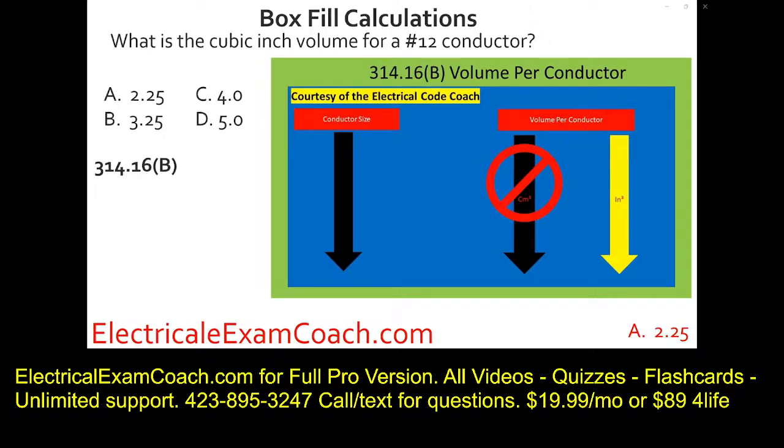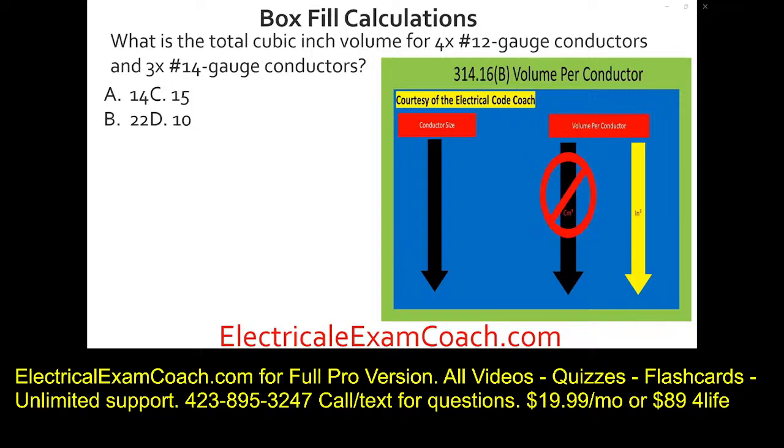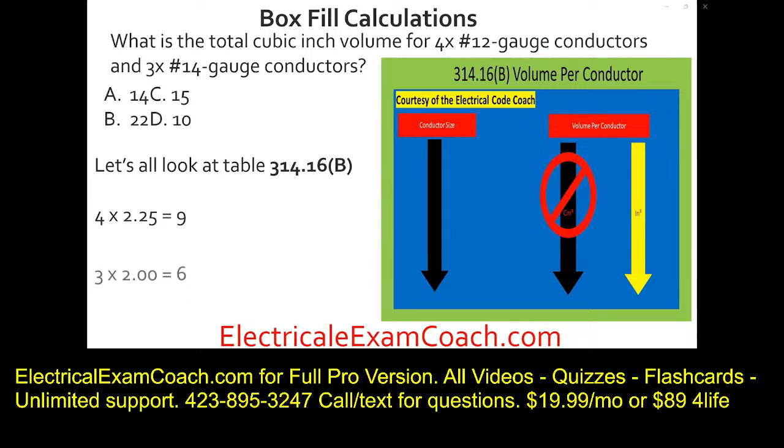Let's get to it. What is the total cubic inch volume you would calculate for 4 12-gauge conductors and 3 14-gauge conductors? First thing we're going to do is head to our table. Now we have to do some simple math. Let's grab all of our 12-gauge conductors first. We have 4 of them. Multiply by 2.25. That equals 9 cubic inches. Now let's snag our 14s. We take 3 multiplied by 2, and that gives us 6 cubic inches. But now we can't forget to add them back together. Total it all up, and these conductors are taking up 15 cubic inches of this box, and we're going to select C.